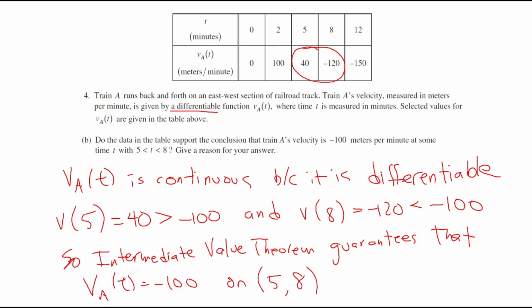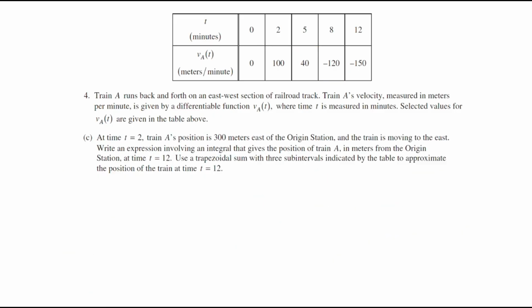And that's worth 2 points. 1 point for making this note here that we've got 2 values that are surrounding negative 100, and 1 for the conclusion that uses the intermediate value theorem. And yes, you do need to state the intermediate value theorem for it, to use those words.